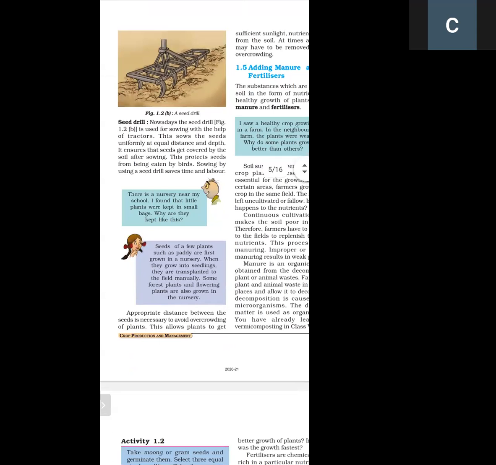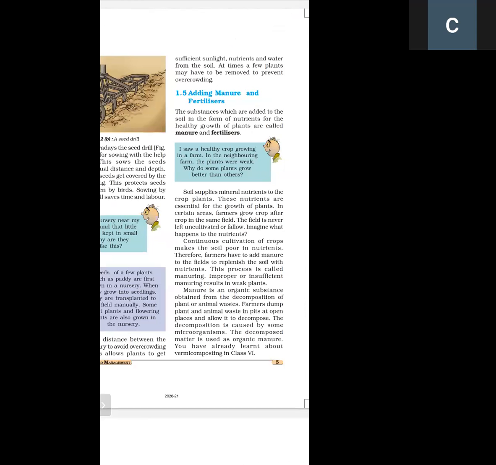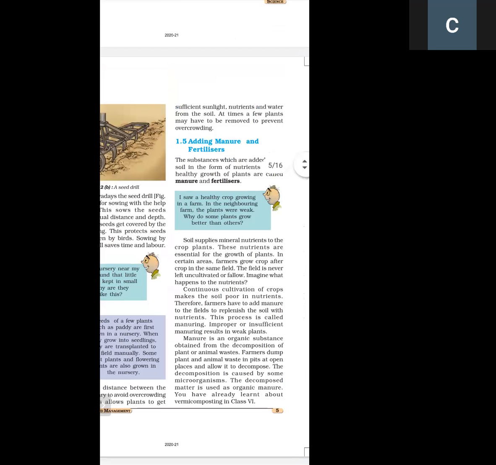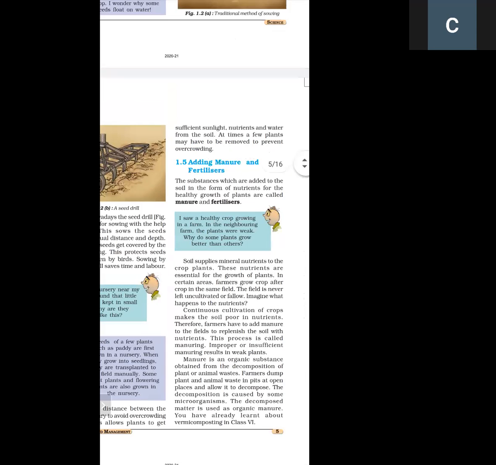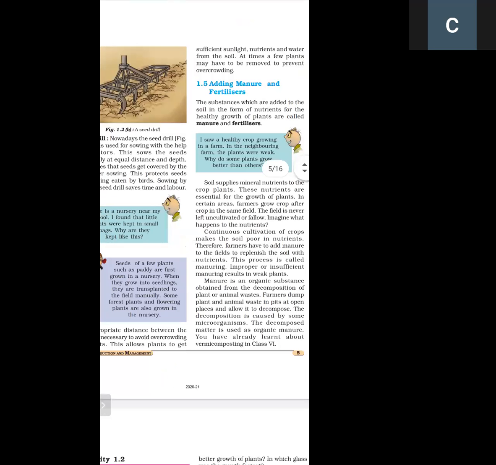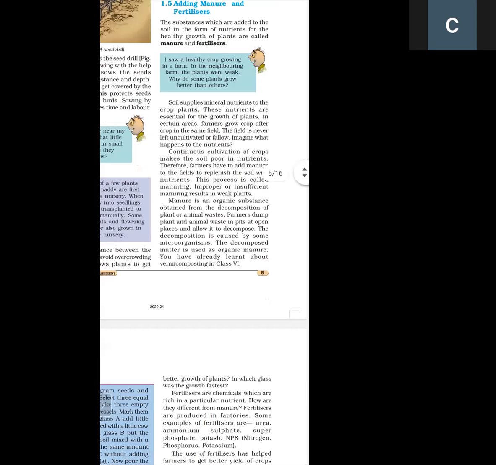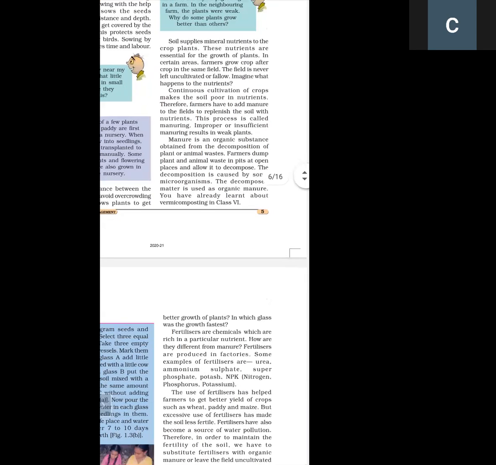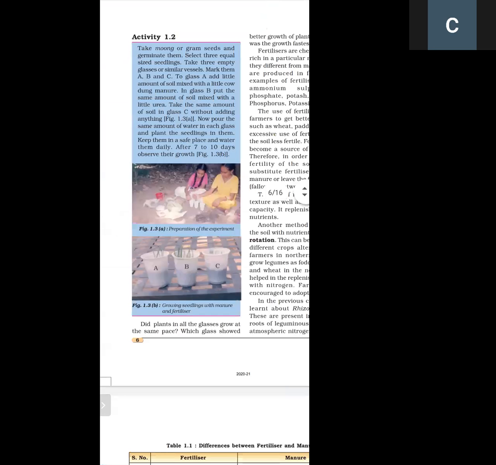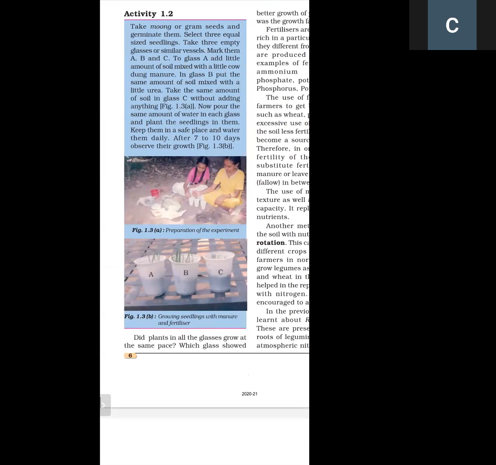The next step is adding manure and fertilizer. First is preparation of soil, which is done with the help of a plow and hoe. Next is the method of sowing. Next is manure and fertilizer. What are manure and fertilizer? Fertilizer is a chemical substance used for giving nutrients to the soil, and manure can be made by vermicomposting. And these are the activities of checking whether with manure, with fertilizer, or with no fertilizer and no manure, in which case a crop grows most.